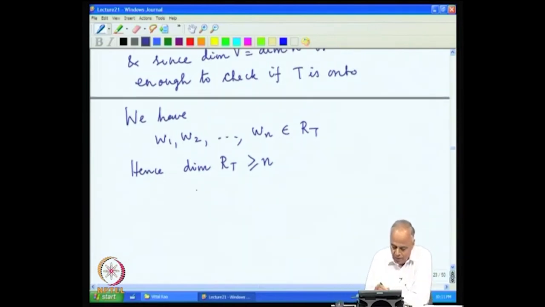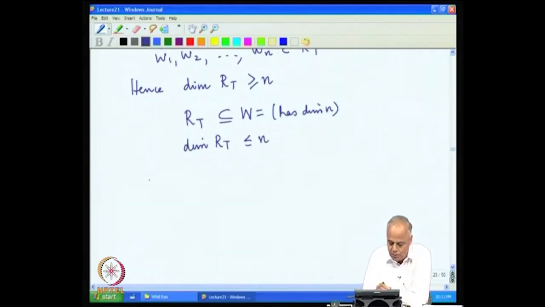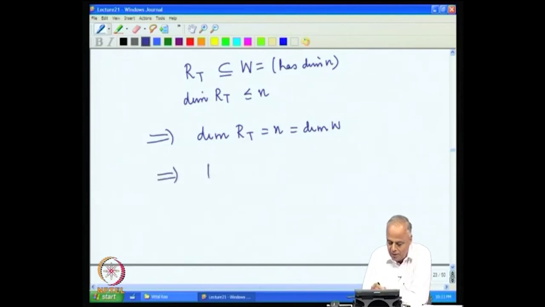But then range of T is contained in W, which is of dimension n, and therefore dimension of range of T must be less than or equal to n. So, comparing these two, we get dimension of range of T must be exactly equal to n, which is equal to the dimension of W. But if range of T is a subspace of dimension n in an n-dimensional space, it implies range of T must be exactly equal to W, which says T is onto. Hence, T is an isomorphism.